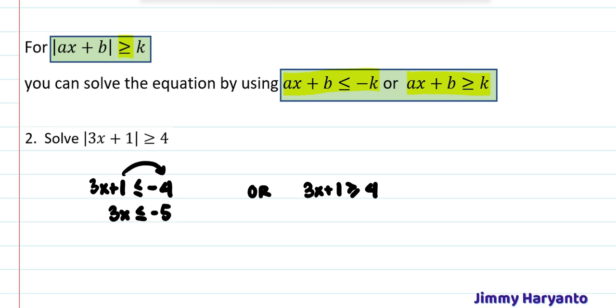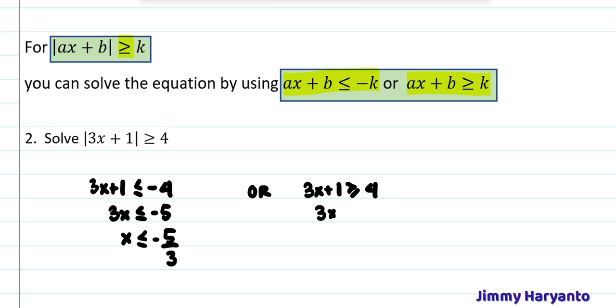You move the 1 to the right hand side, it will become negative 5, and then x will be negative 5 over 3 less than or equal to. For this one, it will be 3x greater than or equal to 1. There you go. This is the solution for the second inequality.